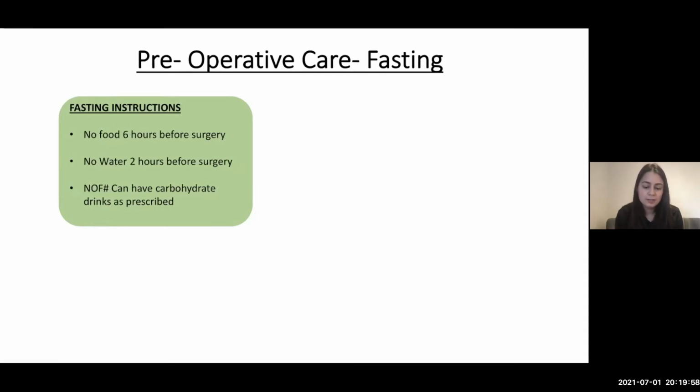Often you'll see just nil by mouth from midnight written down, but everyone is allowed water, I say, until 6 in the morning, because no one's going to be operated on before 8. So my general instructions are no food after 2 in the morning. And after that, they can have plain water until 6 a.m.